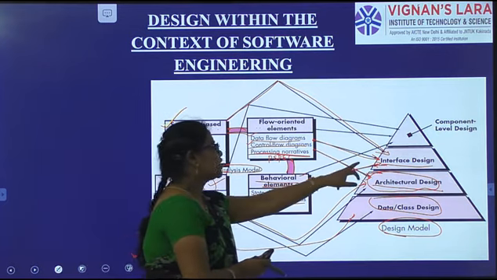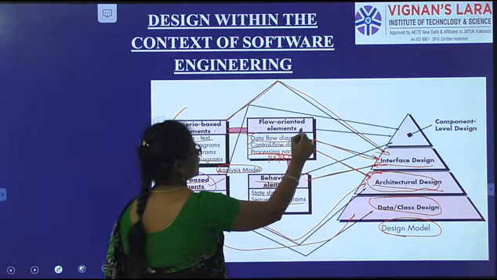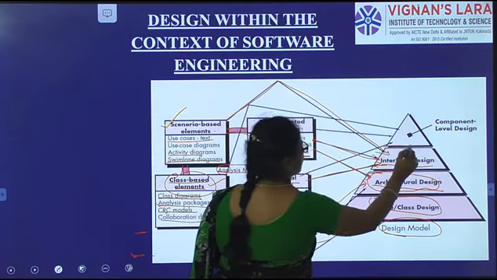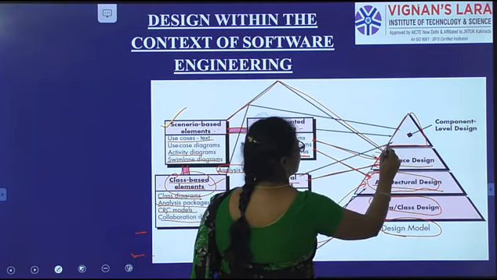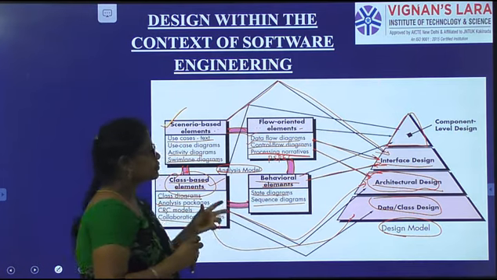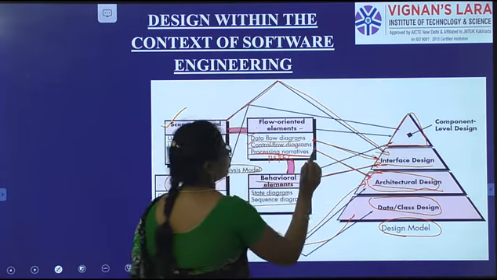Only interface are the three models. We can consider the three models: one is the scenario-based, one is the flow-oriented, and next one is the behavior. Okay. So this one is the component level. This is the most important level, the component level. That means complete design. For this component model, only two models will interact.